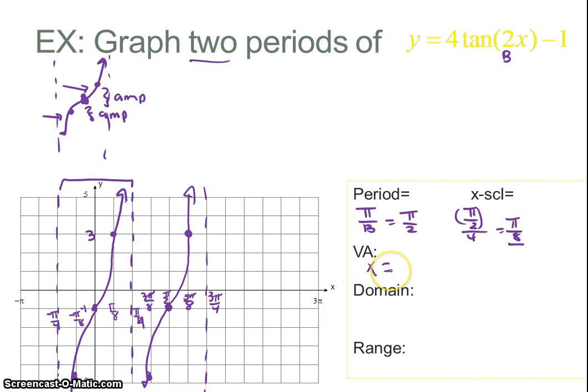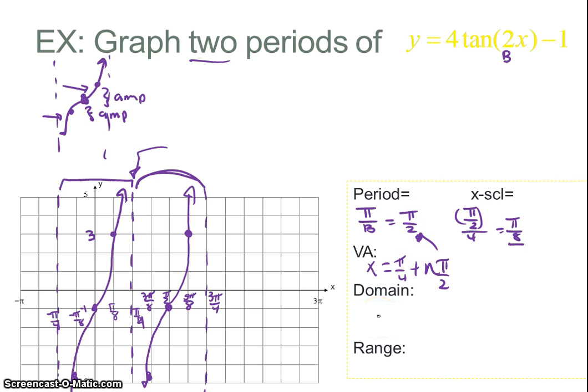It's always x equals, find the first non-negative asymptote, which is at pi over 4, plus n times the distance between my asymptotes. From 1 pi over 4 to 3 pi over 4, 3 minus 1 is 2, so it's pi over 2. And it's always going to be whatever the period is for tangent and cotangent.